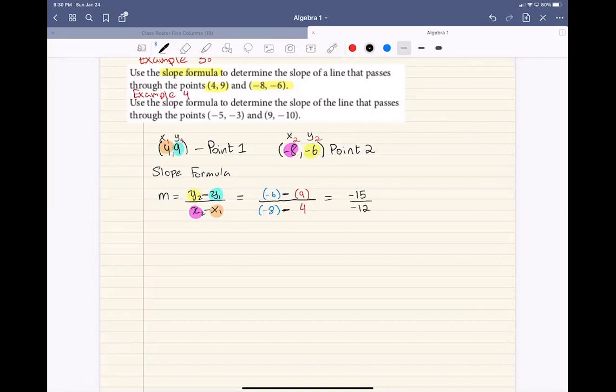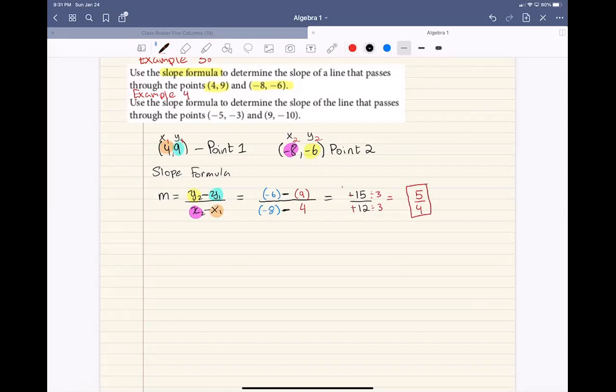Now you can leave your answer like this, but I want you guys to practice and try to simplify. What number divides both 15 and -12? That's going to be the number 3. So we can divide the top and bottom by 3. And that's going to give us 5/4, right? Another thing I want you to know, negative divided by negative is going to turn these into positive. So we do not have to keep writing negative signs. So our answer is going to be 5/4.